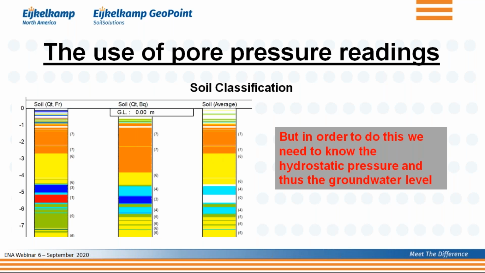But in order to have this BQ, as I said earlier, we need to know the hydrostatic pressure, because what we're using in BQ is the excess pore pressure, the difference between the measured pore pressure, the U2 pressure, or the dynamic pore pressure, and the hydrostatic pressure. So we need to know where the groundwater table is, because if we don't, we don't know what the hydrostatic pressure is.